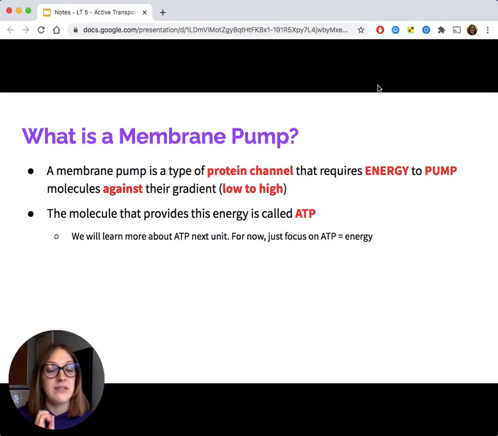So think about it as like a $1 bill, where you can put a $1 bill into a machine and get something back out really quick. ATP is just like a $1 bill, an energy currency. So keep that in mind.